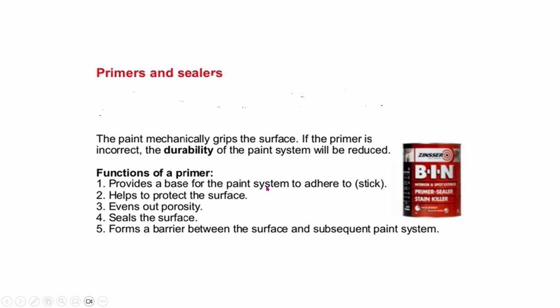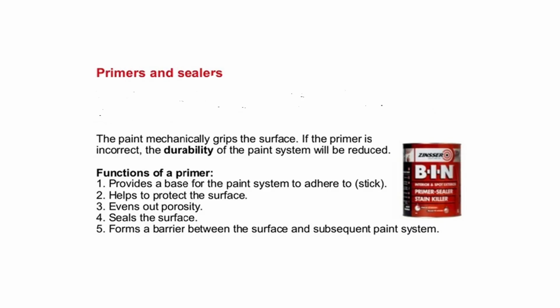What is the function of primer? It provides a base for the paint system to adhere to, to stick. Paint should adhere to the primer, and primer to the surface, which helps to protect the surface. It will not allow the surface to corrode. Then it evens out the porosity. If there is any porosity, it will fill it and seal the surface completely from outside, and form a barrier between the surface and the subsequent paint system, a barrier between the base material and the paint material.